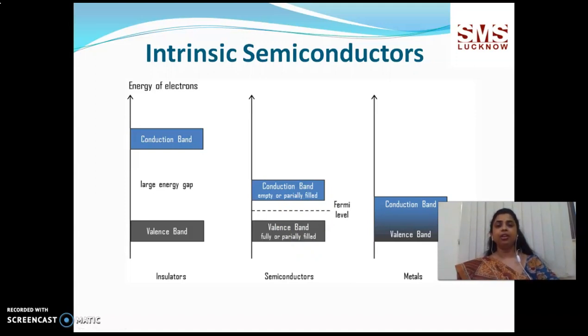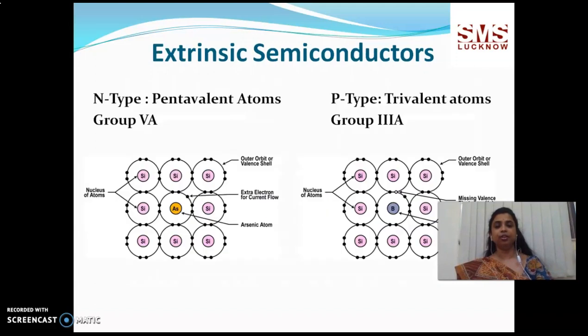But now if we have to increase the conductivity of these semiconductors, we will have to add some kind of impurities or other kind of atoms. Such semiconductors are known as extrinsic semiconductors, and this process of addition of impurities is called doping. Now, there are two kinds of extrinsic semiconductors.